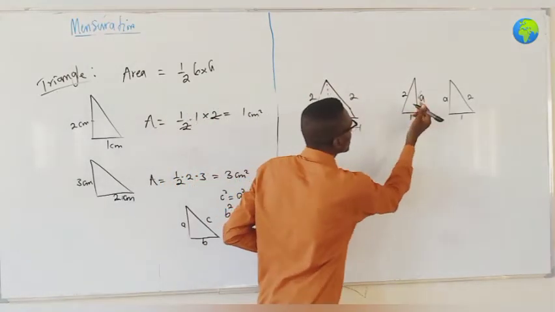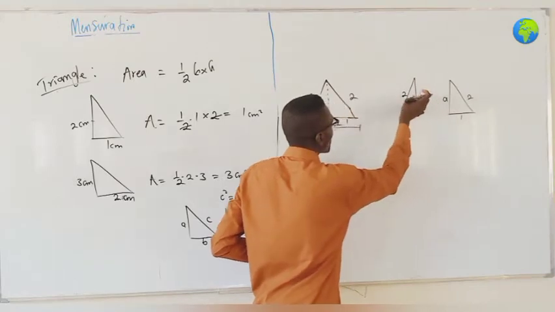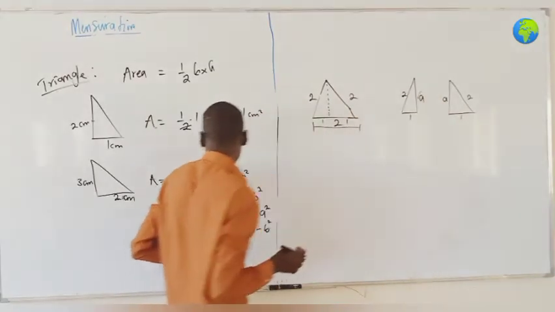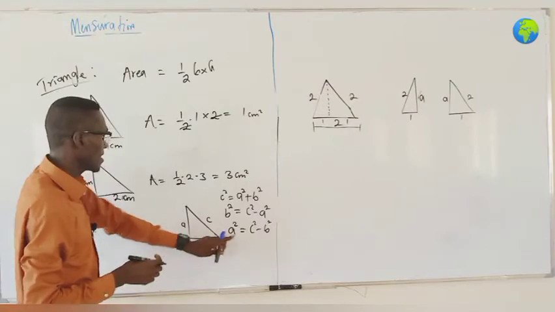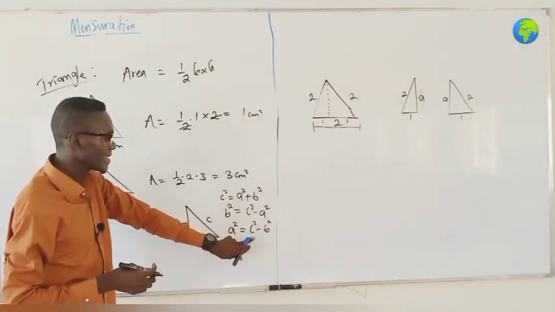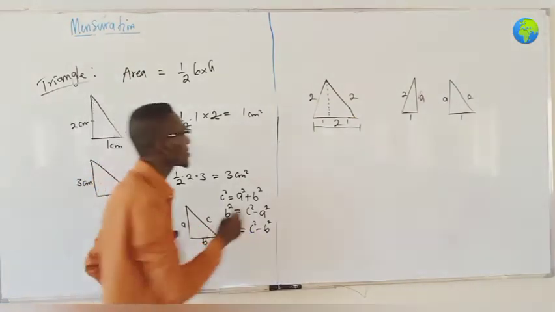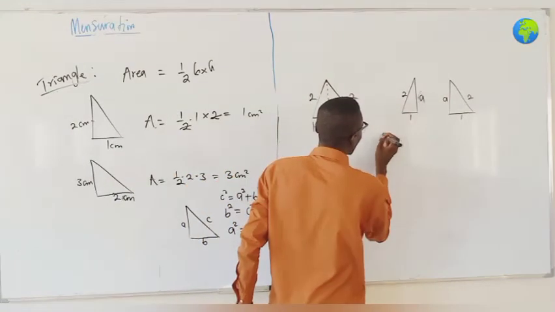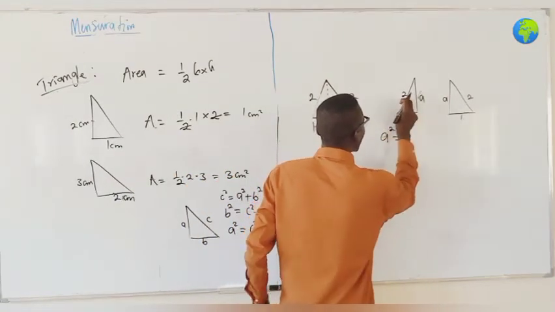So looking at this shape, this is just a right angle triangle with a missing side A. And looking at this, what did I say about how to calculate the missing side A? Is just to put A square equals C square minus B square. This is just a constant formula. So for this, A square is equals, what is our C square?